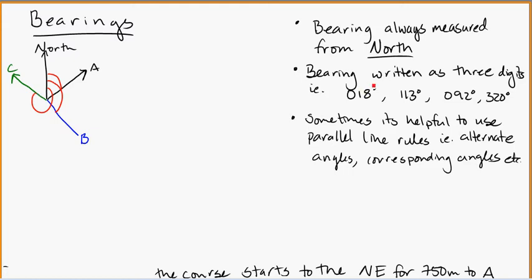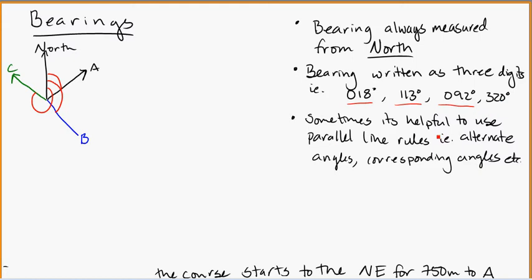And they're usually written with 3 digits. If it's less than 100, like 18 degrees for instance, we would write it as 018, or 113 degrees, or 92 degrees would be written as 092 degrees. An angle like 320 would be just 320 degrees.